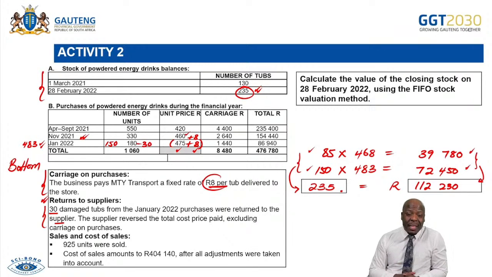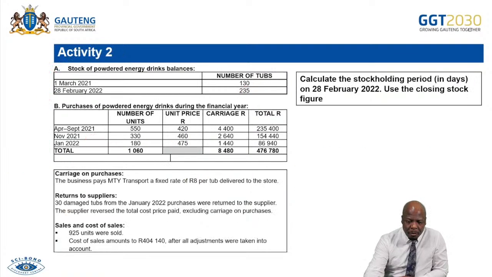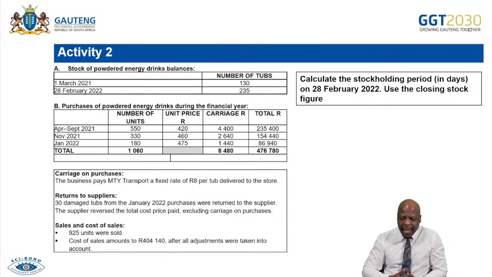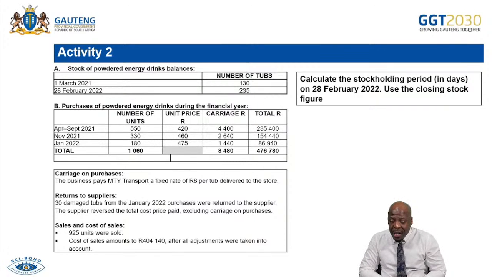Let's see what more the examiner wanted us to calculate in this question. The next one was saying, calculate the stock holding period in days on 28 February 2022. Use the closing stock figure. So in this question, we were now going to calculate the stock holding period in days.